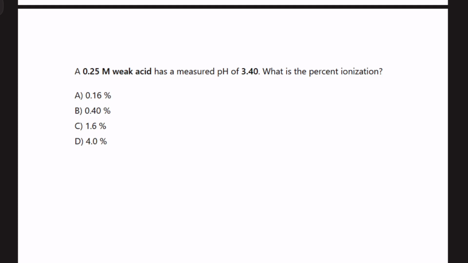Next, question 3. A 0.25 M weak acid has a measured pH of 3.40. What is the percent ionization?